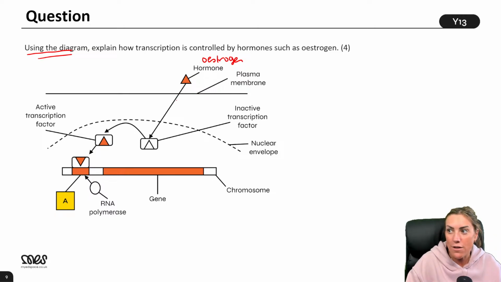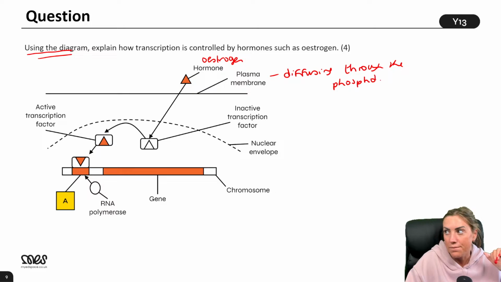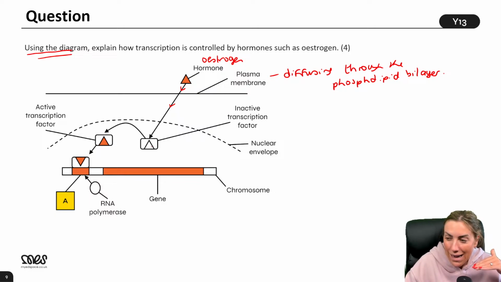Can you see how it's diffusing? It goes straight through the phospholipid bilayer. Because it's a steroid hormone, it's lipid soluble. So on this diagram, you can see it's going straight through the plasma membrane. It's diffusing through. Now have a look at what it's doing, guys. You can see it on the diagram. This hormone is binding to an inactive transcription factor. And then look, when it binds, it activates the transcription factor. You can pretty much see all of this on the diagram.